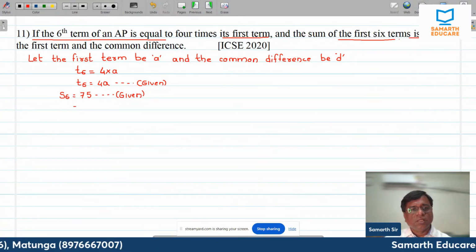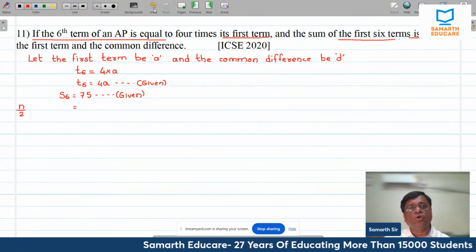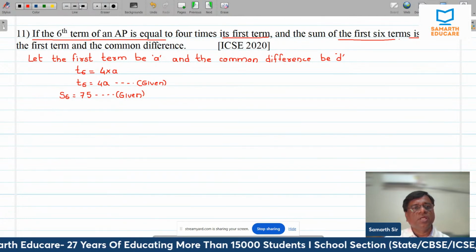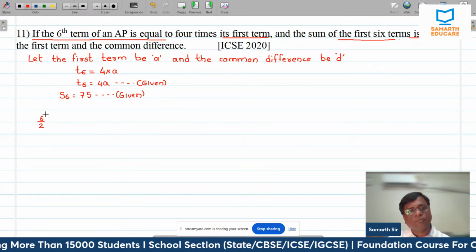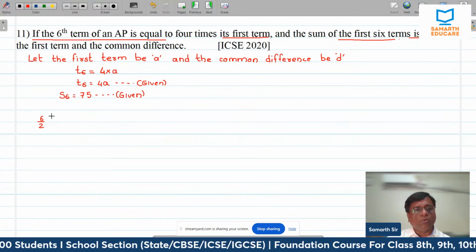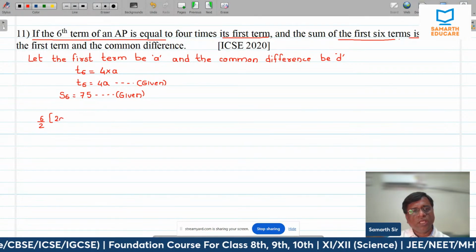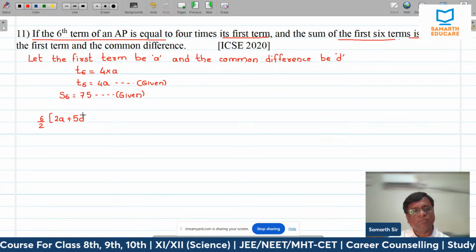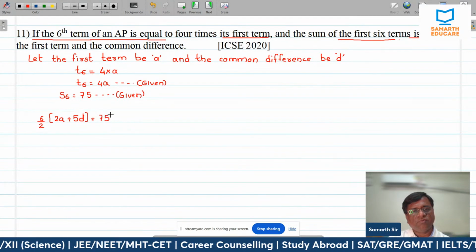That means the sum of 6 terms, that is n upon 2. What is the formula? n upon 2. So let me write it as 6 upon 2. Now either use this formula: 2a plus 5d, and that is equal to 75.